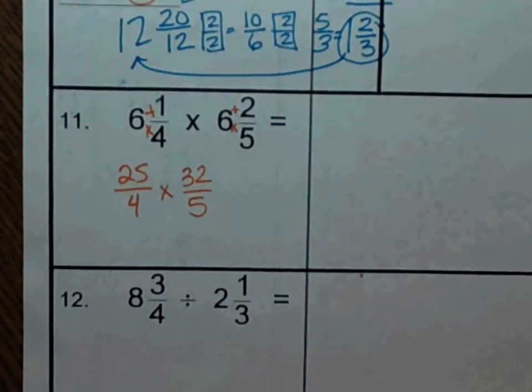These are really big, ugly, nasty numbers. But lucky for you, I taught you how to cross simplify.